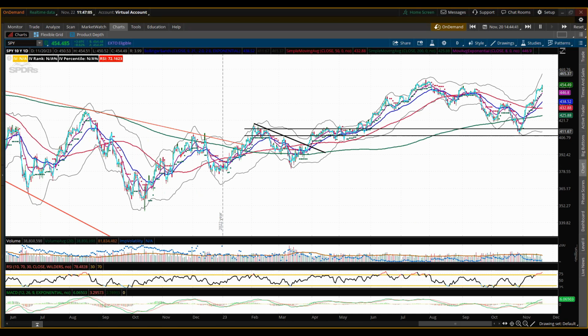So here we're looking at the SPY. I'm zoomed out quite a bit because I just want to give you an idea of what to look for prior to the setup even developing. You want to see a stock, or in this case an index, you want to see a chart that is in some sort of an uptrend.